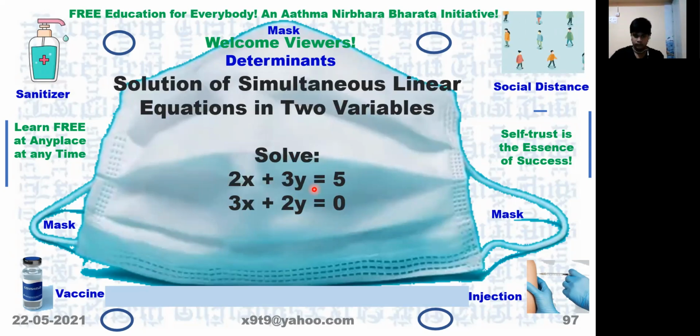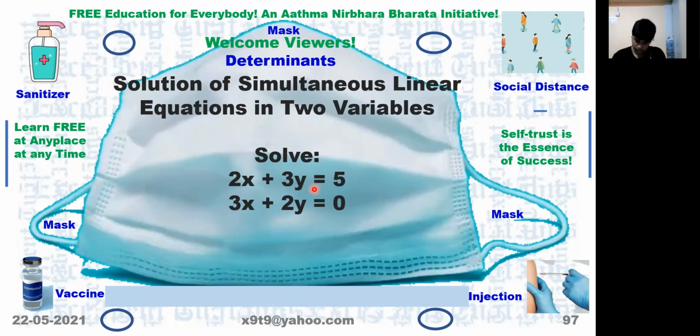Now take this problem and solve it yourself. Solve 2x plus 3y is equal to 5, 3x plus 2y is equal to 0. Use the same method. First you have to find delta, then delta x, then delta y. Then you can find x and y.